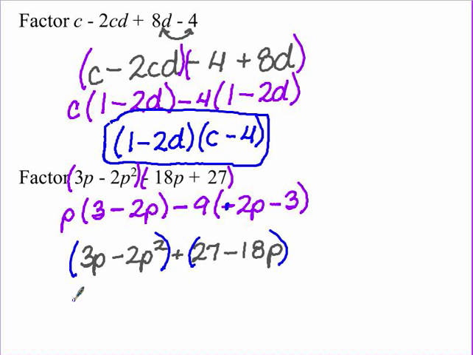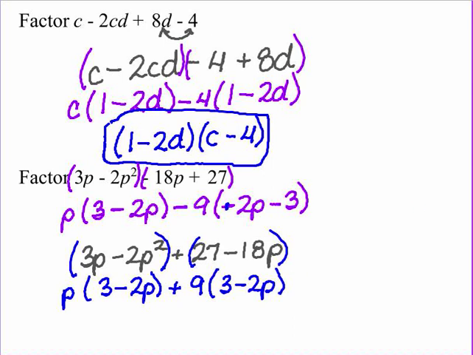So what can you take out of the first bunch? A p, and that leaves me with 3 minus 2p. What can you take out of the second? A 9, and what does that leave me with? 3 minus 2p. So that actually worked out really slick. I know that my final answer will then be 3 minus 2p and p plus 9. I went ahead and started writing p plus 9 first. It doesn't matter, just as long as you have both factors. And there you go.